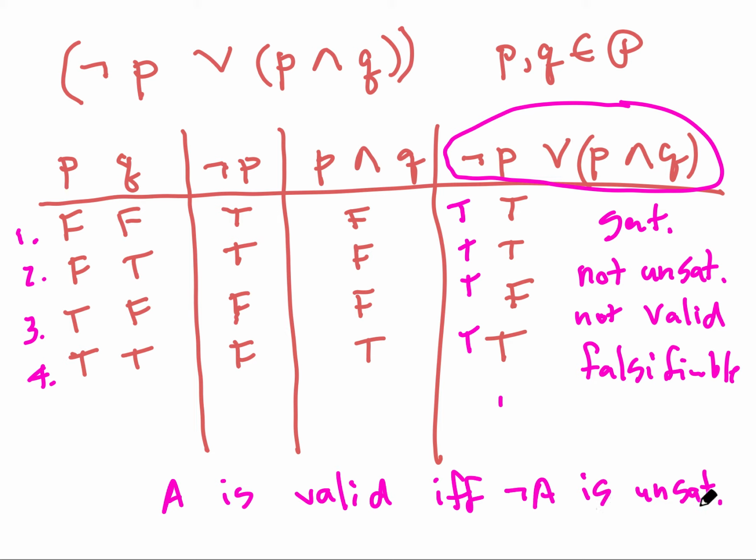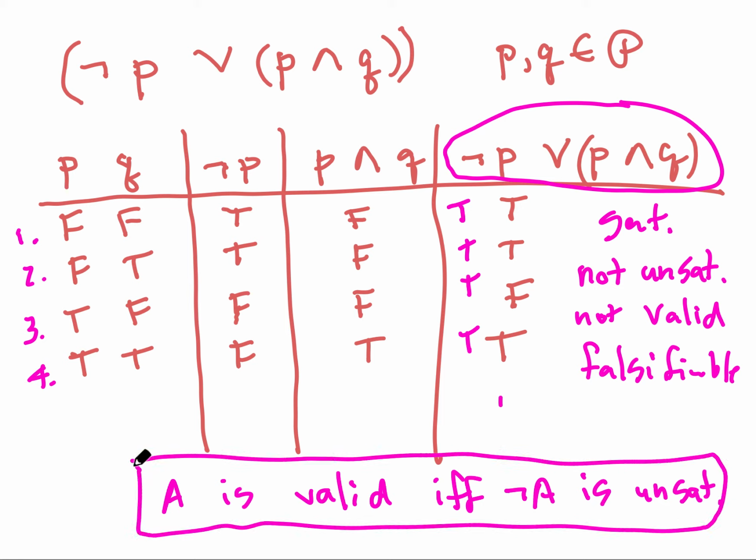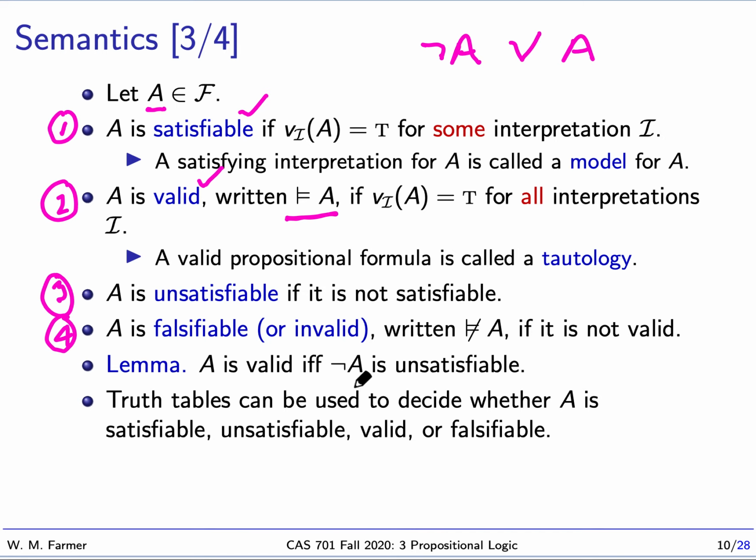Not A is unsatisfiable would mean that, well, what does unsatisfiable mean? It means we would have false everywhere. So if we had true everywhere for A, then for not A we would have false everywhere. And so then not A would be unsatisfiable, and it works the other way. So if you just look at the truth table, it is obvious why this is true. It follows right from the definitions. And the reason I called it a lemma is because this is a very useful fact for proving things in propositional logic.